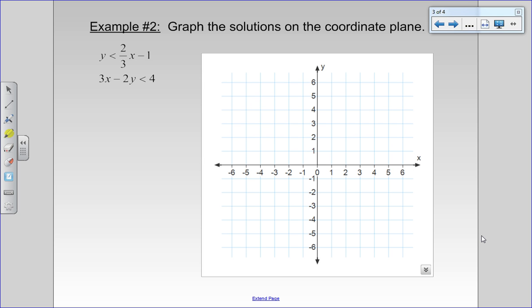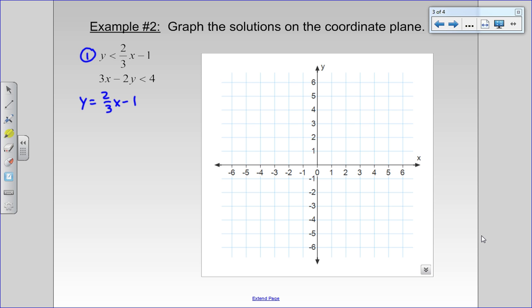Let's look at two more examples of how to graph systems of inequalities on the coordinate plane. In the example shown on this slide, we have a system of two inequalities. The first is y is less than 2/3 x minus 1. We'll graph this one in blue. The boundary line is y equals 2/3 x minus 1.